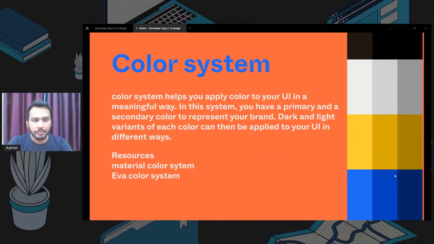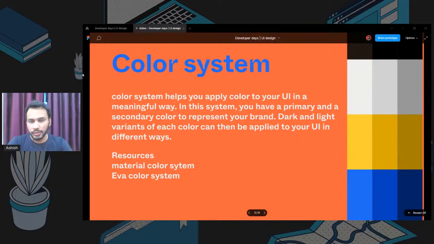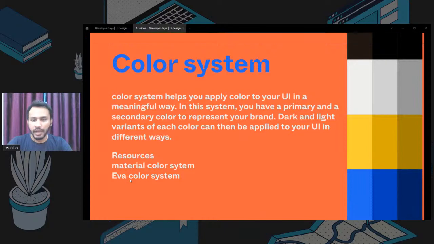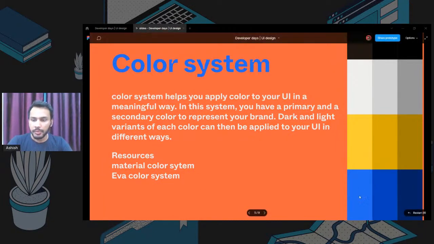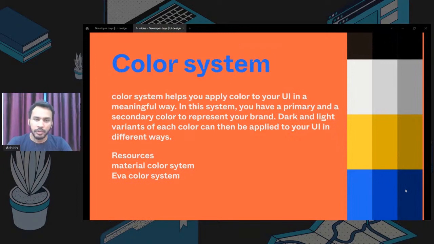Next is color system. The color system helps you apply color to your UI in a meaningful way. In this system, you have two kinds of colors: first is primary color and second is secondary color, and the whole range goes from light to dark. So if we are picking blue, we have the lightest blue and the darkest blue. So we can play around with the whole spectrum of that color.